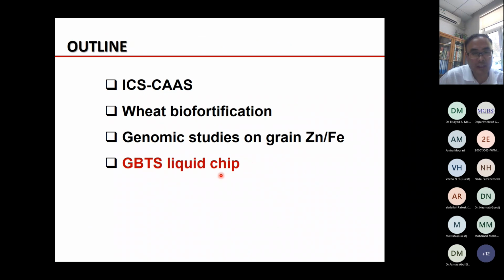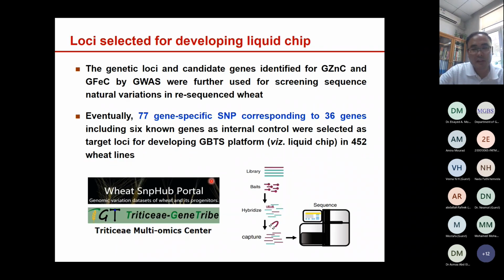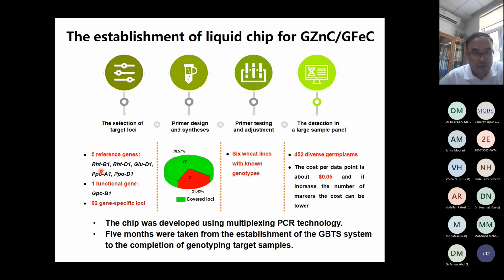So the last part I will talk about the liquid chip development using genotyping by target sequencing. Eventually, 77 gene-specific SNPs corresponding to 36 genes, including 6 known genes as the reference, were selected to develop the platform. All these genes are mostly from the GWAS we have done previously, and some from the major gene cluster for the grain zinc. So this is the 5 reference genes and 1 functional gene, and some others are gene-specific loci.